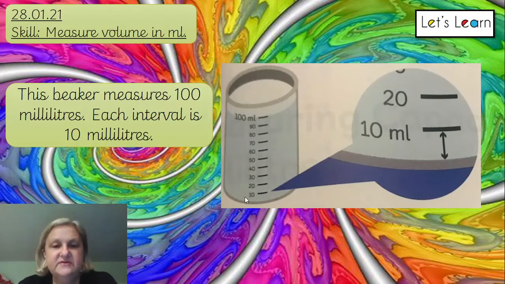Okay, so if there are 10 lots of 10 milliliter intervals, we can count them up, and we should find that there are 10 lots of 10 milliliter intervals. So we've got 10, 20, 30, 40, 50, 60, 70, 80, 90, up to 100. So there are 10 spaces, remembering that this would be the 0 line, so the first jump would be onto 10. So it's 1, 2, 3, 4, 5, 6, 7, 8, 9, 10. And you can see from the bottom you've got that jump going up 10 milliliters.